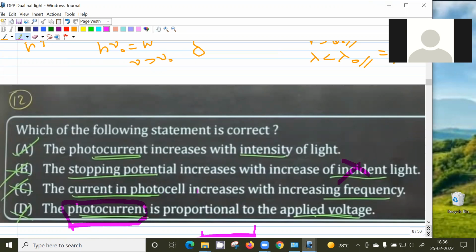Current in the photocell increasing with frequency is not true. Current in the photocell depends on the intensity of the light, on the number of photons or the number of electrons emitted, not on the frequency. So only the first option is true.